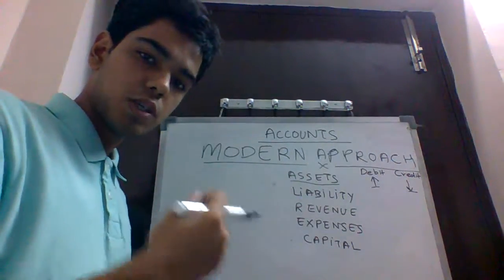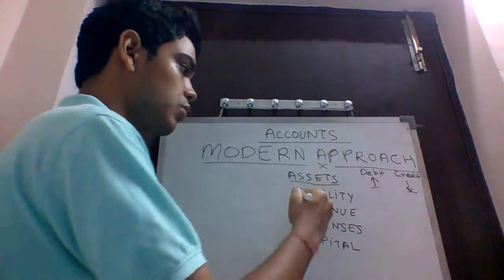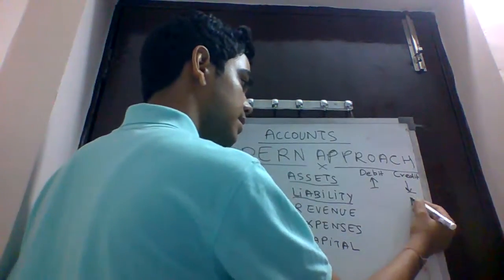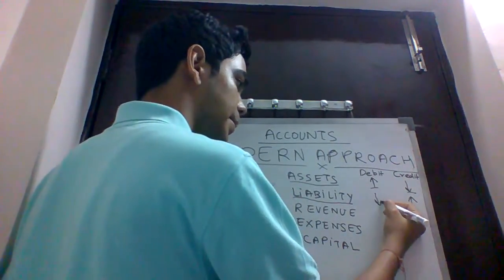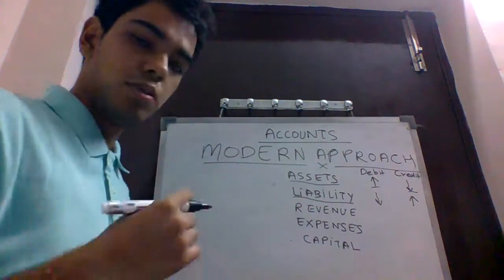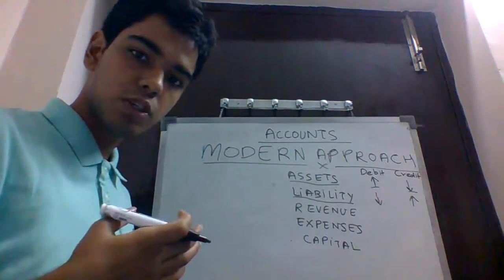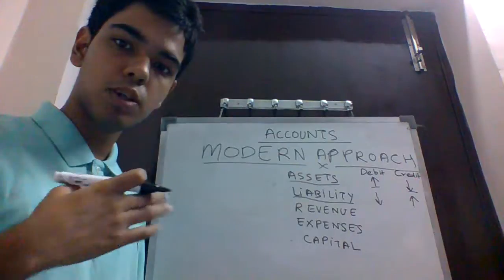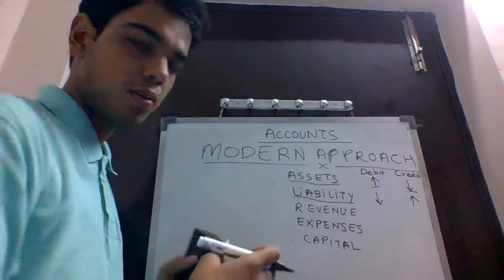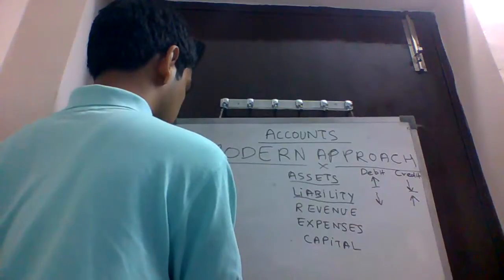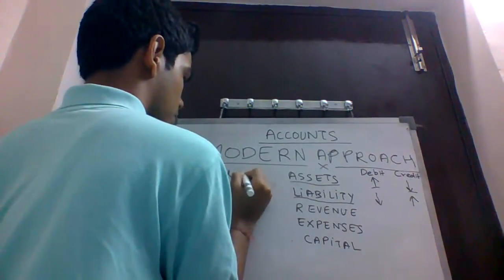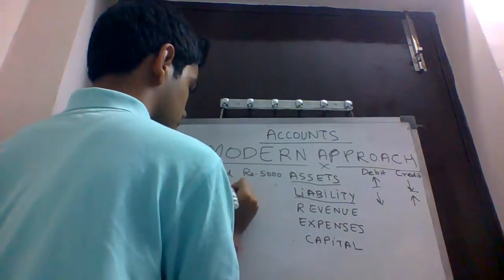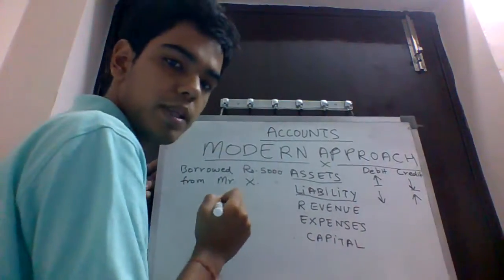The linking up of traditional aspects of accounts with the modern approach to accounts is also involved in the rules related to liability. That is, increase in liability is credited and decrease in liability is debited. This is due to the fact that liabilities are the financial obligation of my business towards other people, towards other firms. For example, I have borrowed rupees 5,000 from Mr. X. What will be the entry for this?